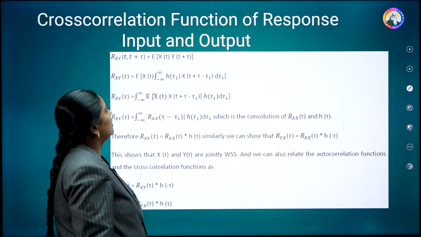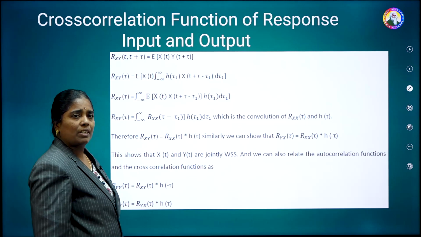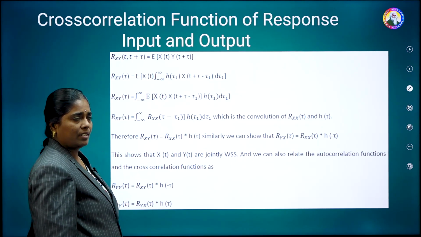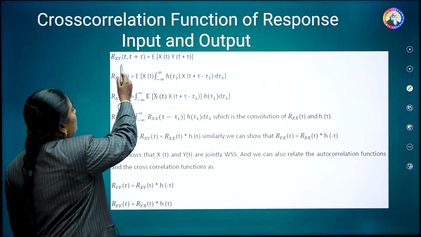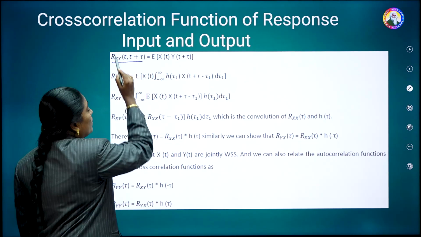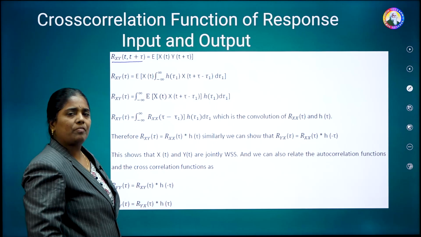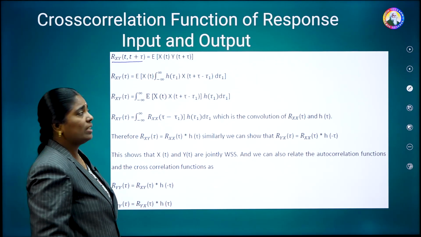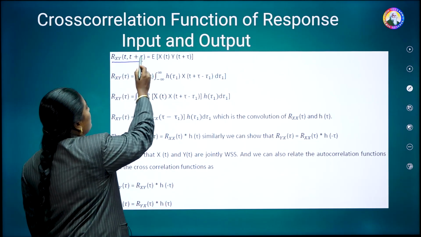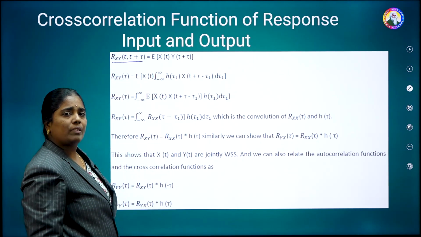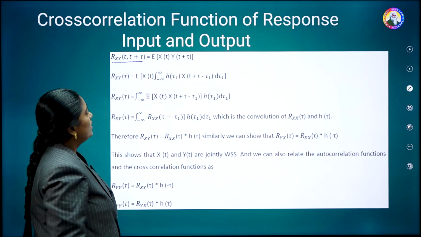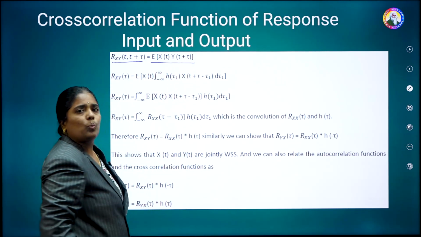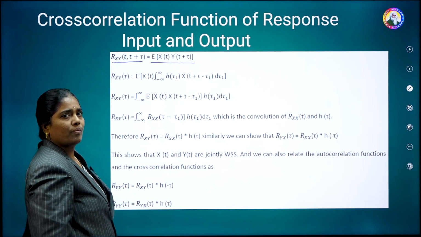Coming to the next topic, that is the cross correlation function of the system response. The cross correlation function is indicated as rxy of t comma t plus tau. If x of t and y of t are two random processes, then their cross correlation function is given as rxy, hence we are indicating it as rxy of t comma t plus tau. That is equal to, the general formula, E of x of t into y of t plus tau.